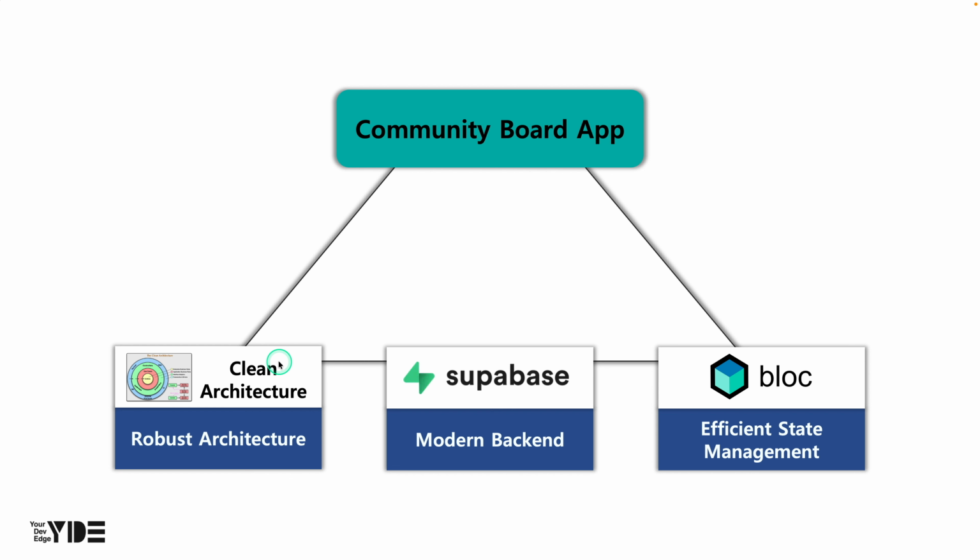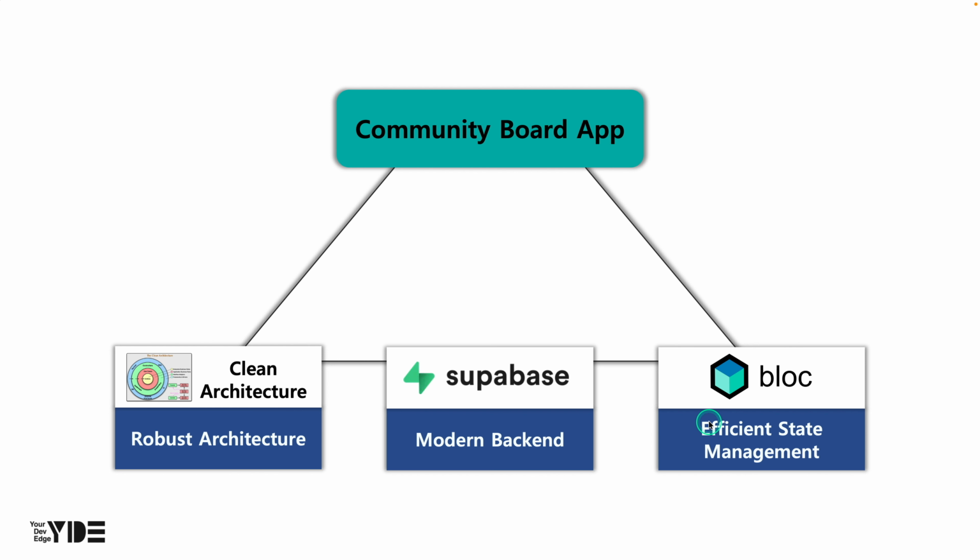We introduce a clean architecture to impose order on messy code, clearly separating the roles of each code component and creating a structure that is easy to test. The second is the modern backend. With Supabase, a powerful backend as a service that provides database, authentication, and real-time features without complex server setup, you can dramatically reduce the backend development time.